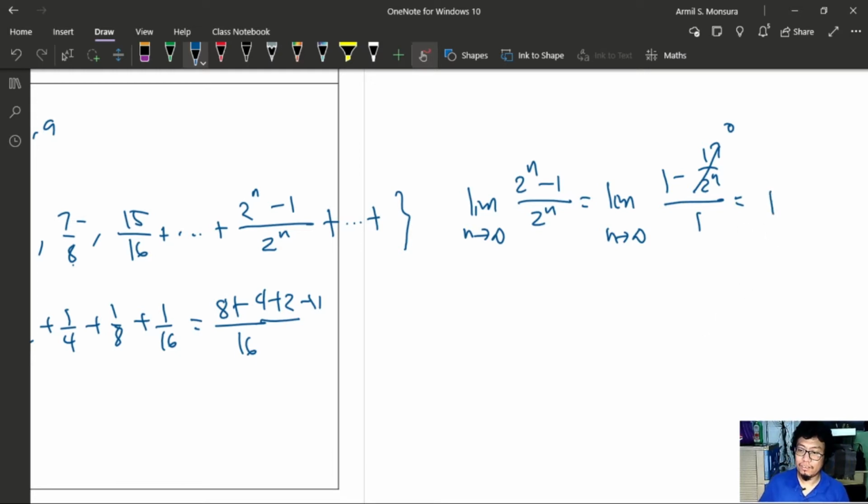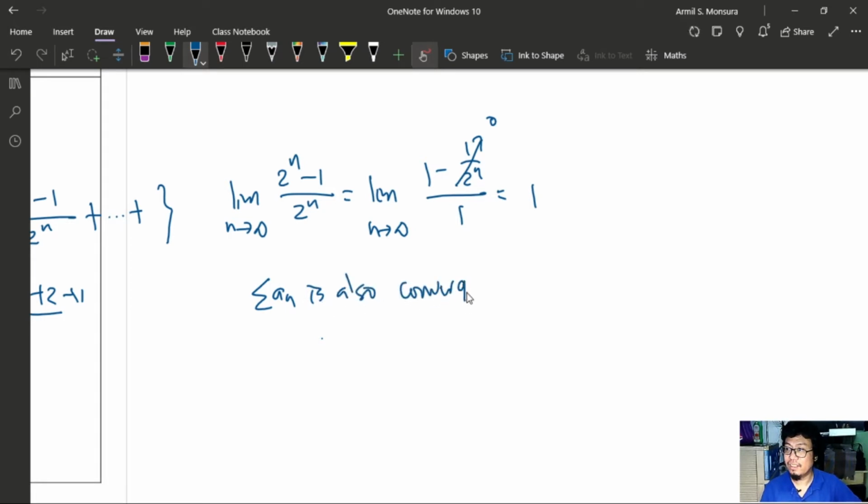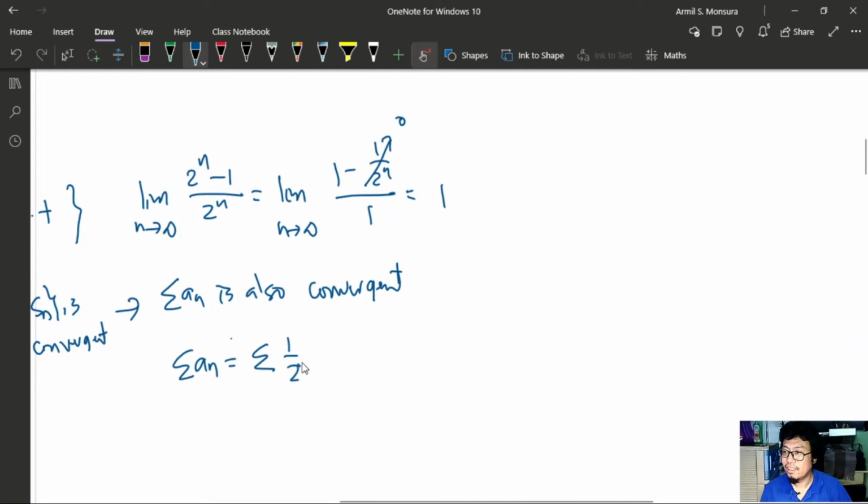So what can we expect from this result? Number one, since the sequence of your partial sums is convergent, it follows that the series sum of a_n is also convergent. Again, it starts with the fact that the sequence of your partial sums is convergent because it has a limit. So the indicated series, from which we obtained the sequence of partial sums, is also convergent. And the more important thing is that the sum of this series, the sum of 1 over 2^n for n equals 1 up to infinity, is equal to 1. This is the sum of this series.